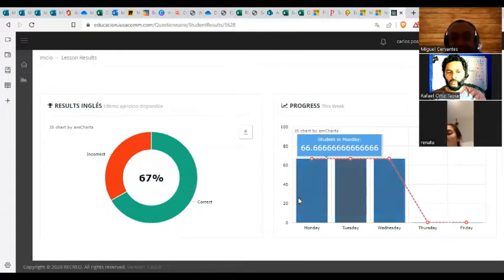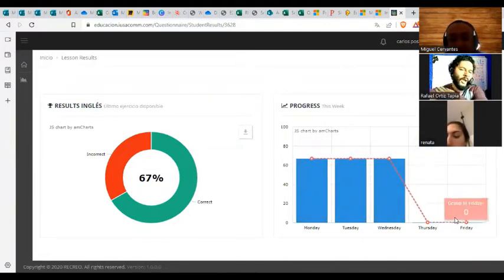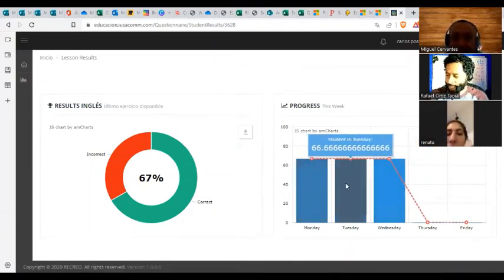Digamos, ya contestaste el día, ¿no? Aquí ya tu gráfica va avanzando. Te recomiendo que no te atrases como este alumno. Esto es un mal hábito, que ya es viernes y apenas contestó miércoles. Esto no se debe hacer. Debe ir siempre al día.